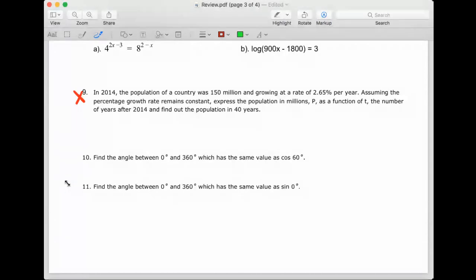So let's do 10 first. So 10 is saying find the angle between 0 and 360. That means in the 4 quadrants, right?